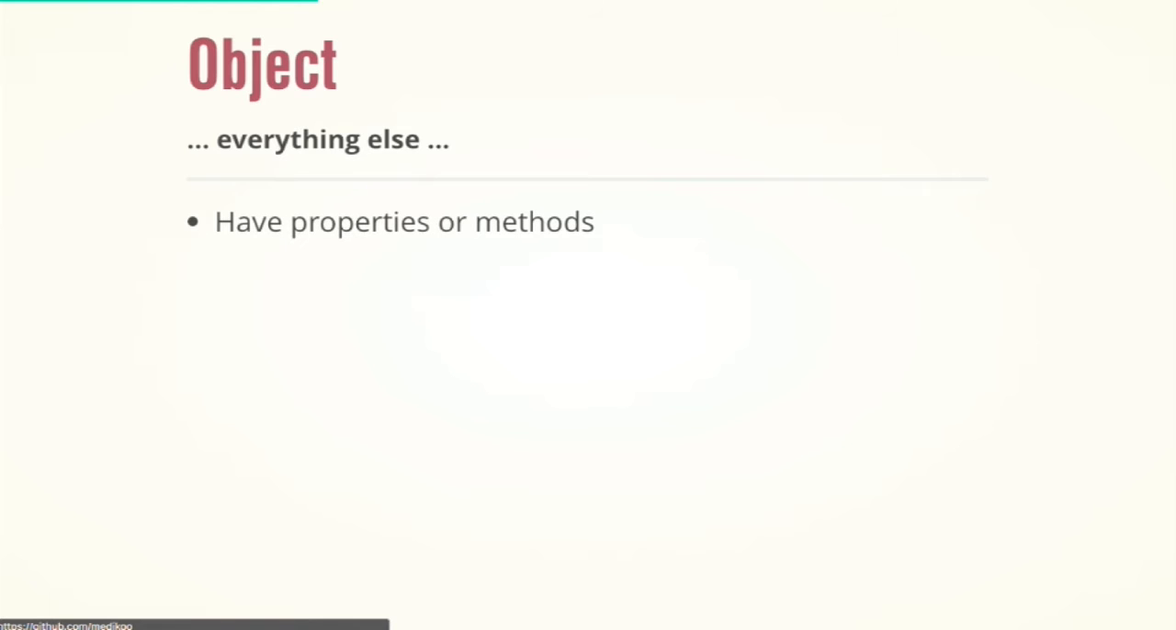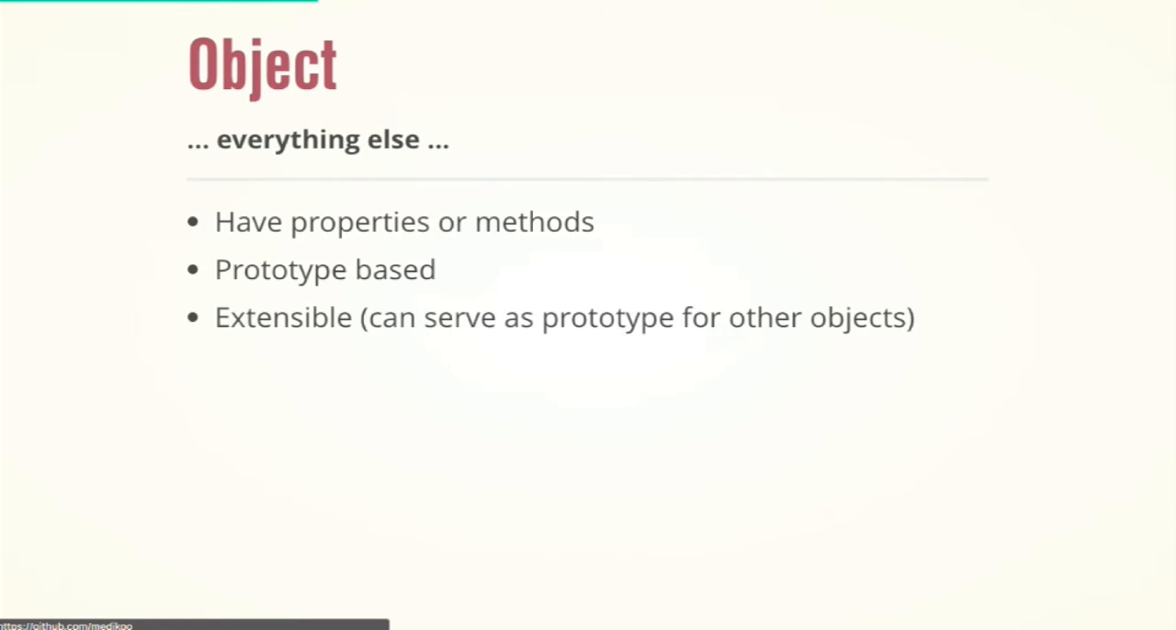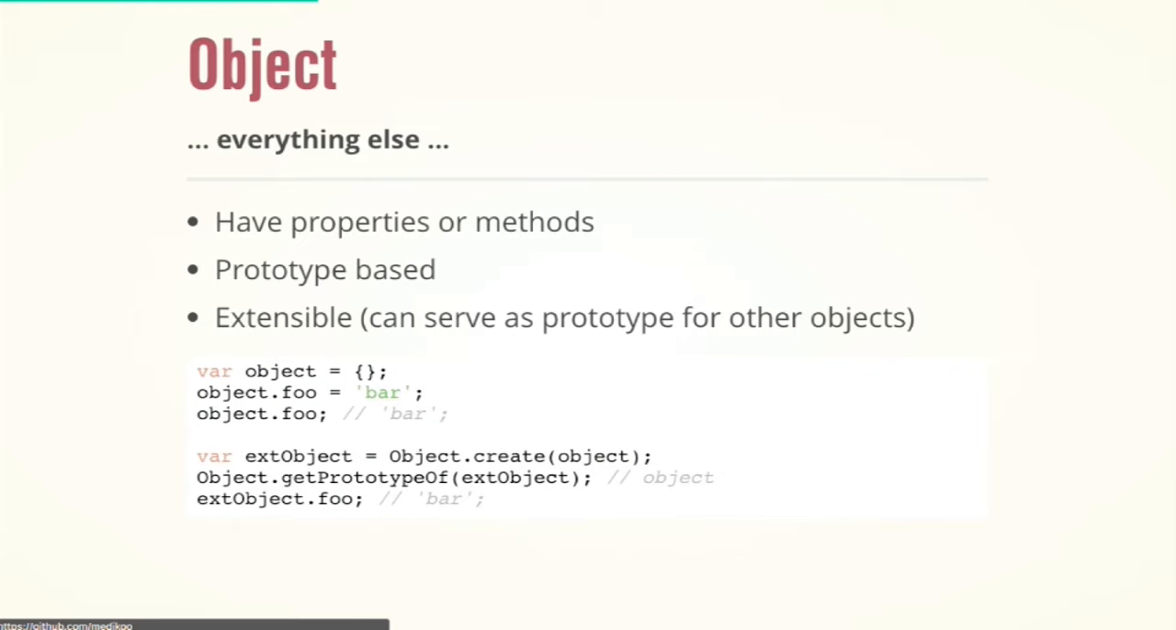Okay, so now the third and last group, objects. What values go into that group? Well, I'd say the easiest way is to say it's everything else, because if we try to mention every native type, there's no point. Objects clearly have properties or methods. They are prototype based, and they can also serve as a prototype for other objects, so they are extensible. Just for reference, I'm showing something obvious: you can assign properties and it has an effect, and you can use an object to be a prototype of something else. Okay.